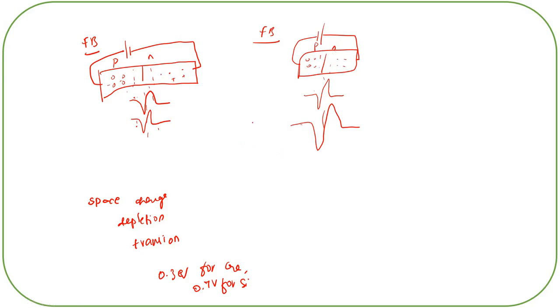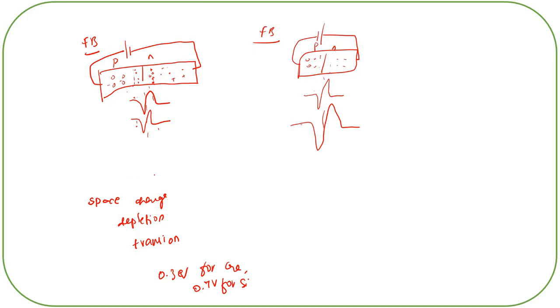If there is more concentration of holes in the P side, when holes move from their place, negative ions are formed here. When electrons move from their place, positive ions are formed near the depletion region on the N side. So now we go for forward and reverse bias.